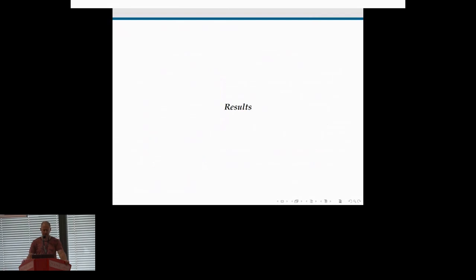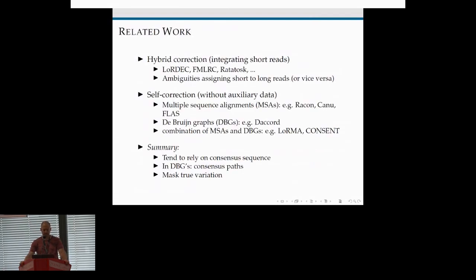Okay, for results, we compared with related work. Hybrid correction is integrating short reads. Self-correction is without any auxiliary data, based on multiple alignments or de Bruijn graphs or both. In summary, they tend to rely on consensus sequences, and in DBGs on consensus paths, and so they tend to mask true variation because they mistake it for errors.